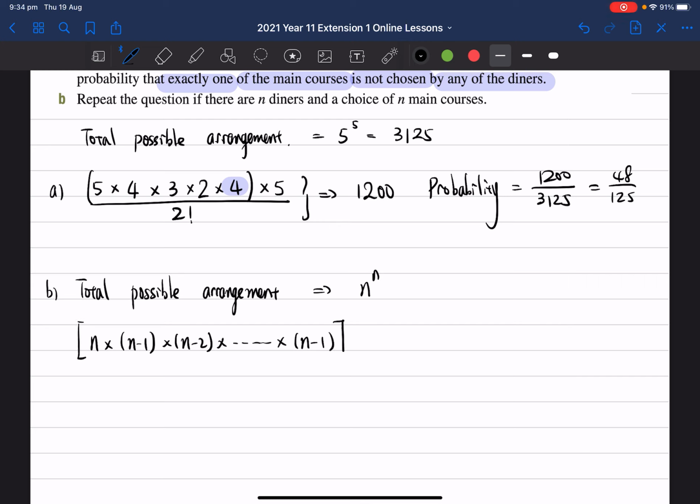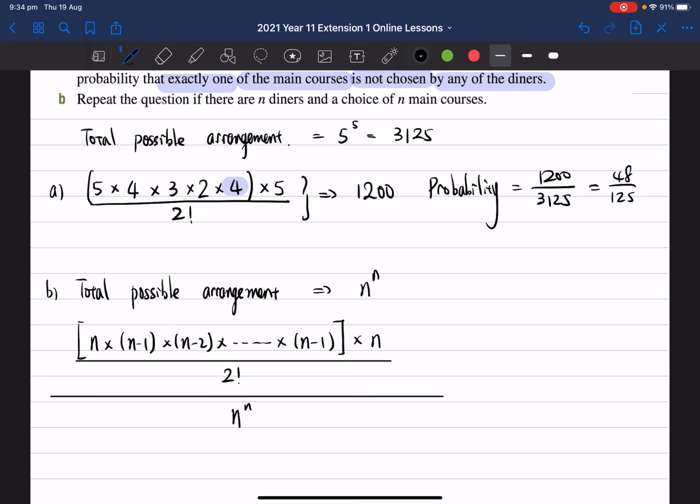So let's just put a square bracket. And then we need to times by, previously we timesed by 5 because we had 5 dishes, right? But this time we times by the total, which is just n. So if we just follow the pattern from the previous question, we can solve it really easily. Once this is done, we divide it by 2 factorial for the dish that's repeated. And then all of these will be over n to the power of n.